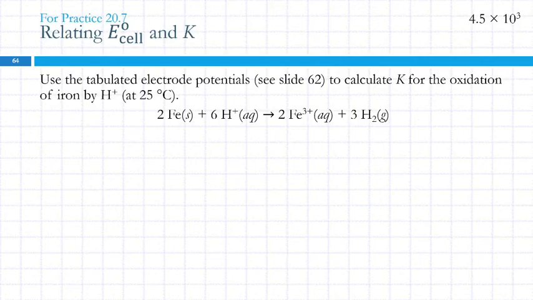4.5 times 10 to the third. I think maybe, yeah, I didn't round. 4452 should have rounded up to 4.5.